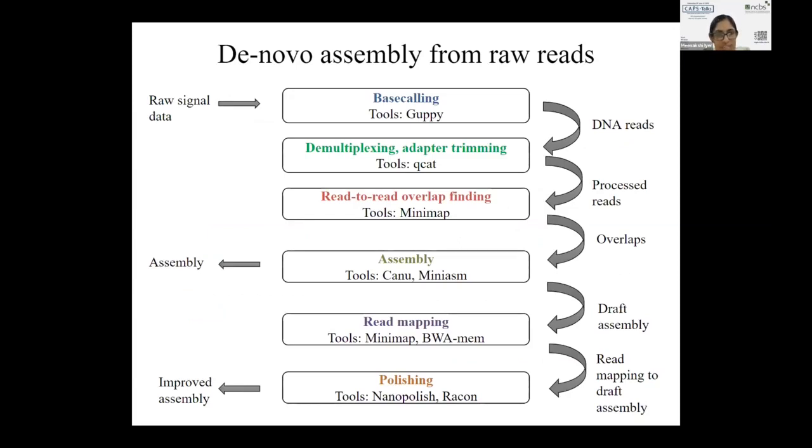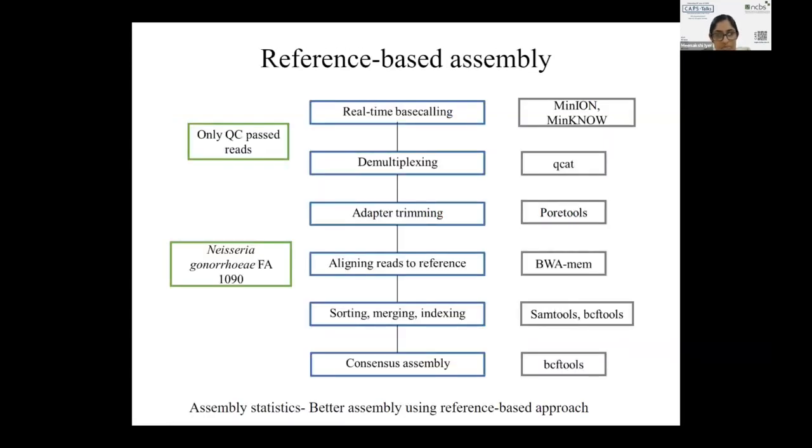So we can do assembly for this bacteria using multiple ways. One is to do a de novo assembly. So we align all the reads with each other and then we get a de novo assembly. It involves steps like read-to-read overlap and then read polishing and error correction steps. Since the genome sequence of Neisseria gonorrhoeae is already known, we also used a reference-based genome assembly.